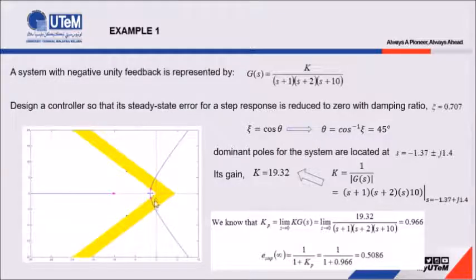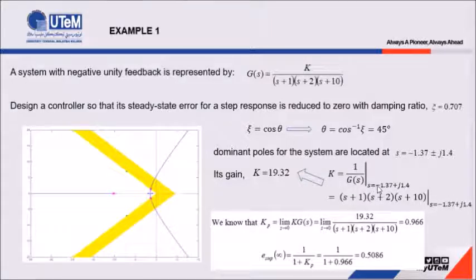This theta represents the angle from the real axis to the location of the pole when zeta equals 0.707. Based on this calculation, we get theta equal to 45 degrees. We just draw a line starting from the origin at an angle of 45 degrees like this. The crossing point between this zeta line and the root locus represents the location of the pole when zeta equals 0.707. From this location of the pole, we can find the value of K.